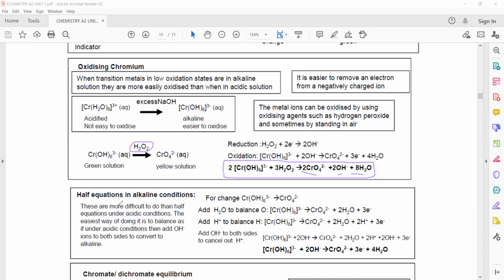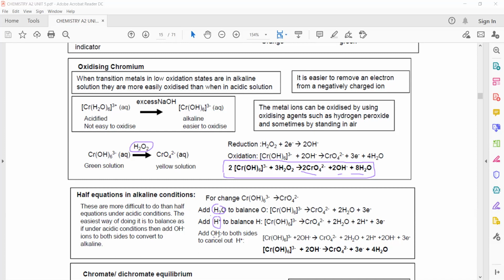Then how to write the half equation in alkaline medium? You already studied half equations in acidic medium. In acidic medium, if you want to balance oxygen, we add water. If you want to balance hydrogen, we add proton. And then how do we convert this acidic medium equation to alkaline medium?